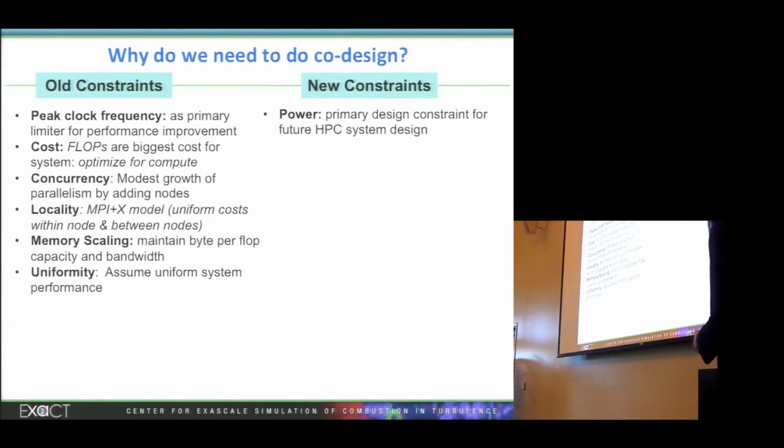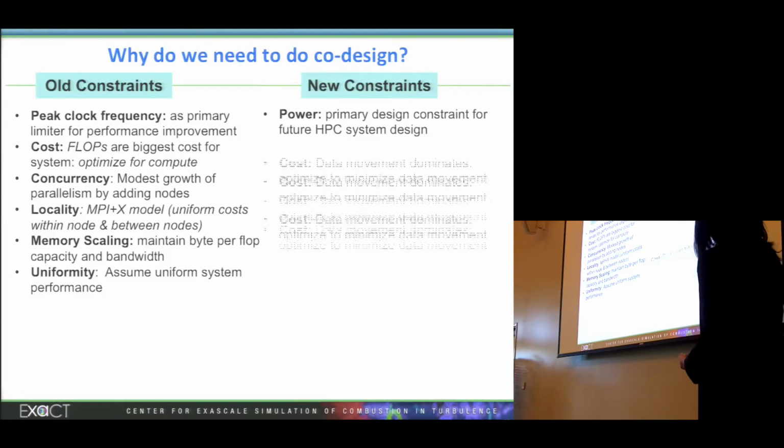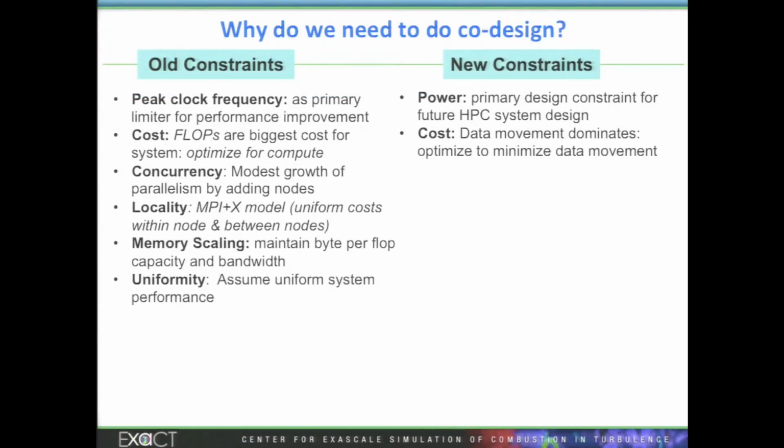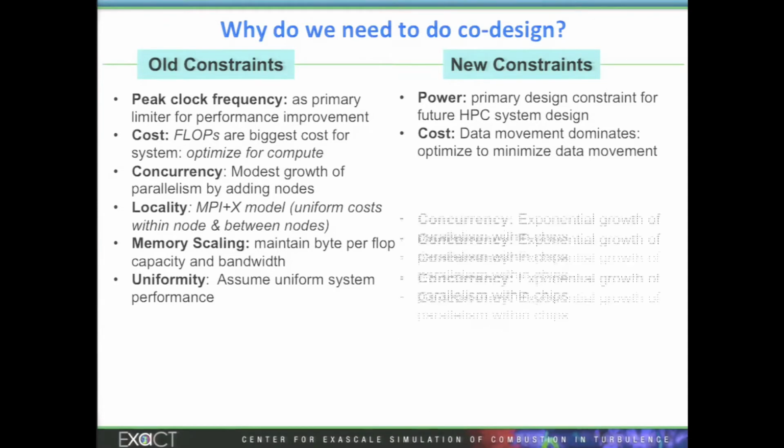However, as we move towards exascale, there are a new set of constraints that have come into the picture, the most important of which is power. The primary design constraint is power and not flops. And the main cost now is associated with how far you have to move data on a chip or across the machine. So we need to optimize to minimize data movement.